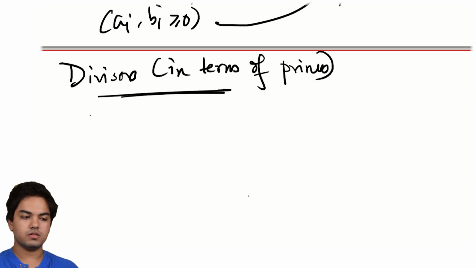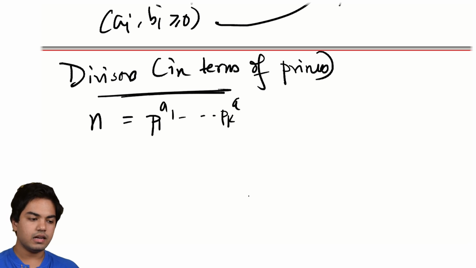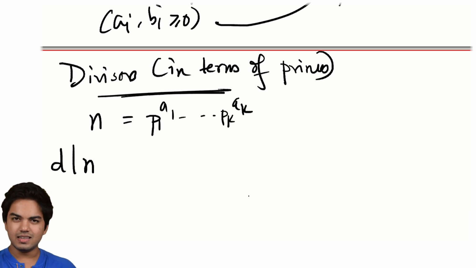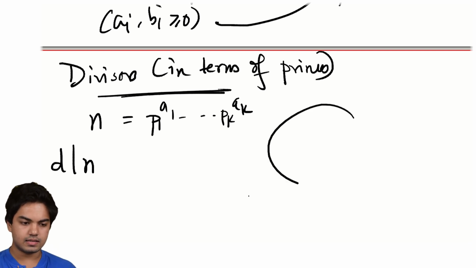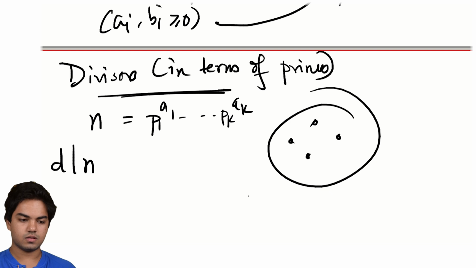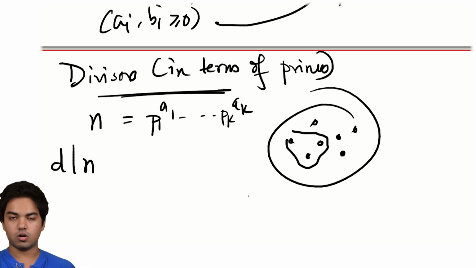If n is a number which is P1 to the A1 up to Pk to the Ak, and if D divides n, really all the primes that show up in D will show up in n in some capacity. So if I think of n as this multi-set of primes, our divisor D is really just a subset, a sub-collection of the primes that show up in n, right?